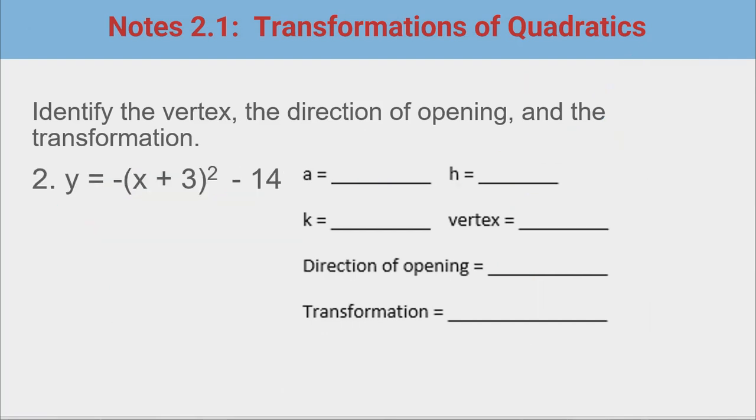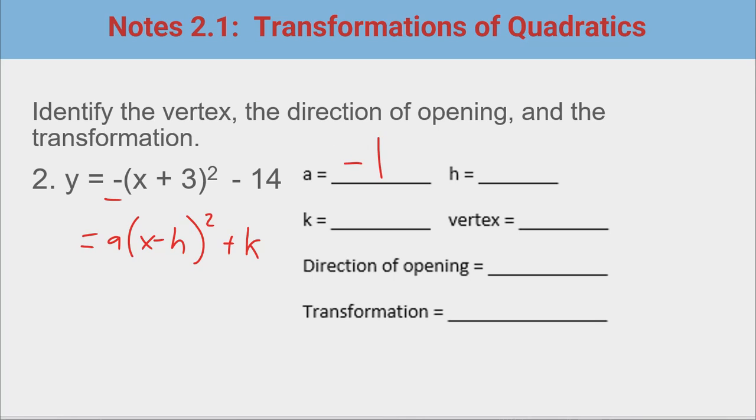Looking at example 2. Let's start with A. My A value here, right? y equals a times (x minus h) squared plus k. My A value, what is out in front of whatever is getting squared? Well, it's just a negative sign. So my A value in this case would be negative 1.